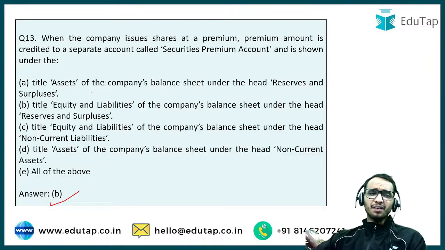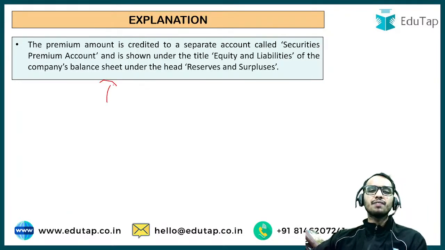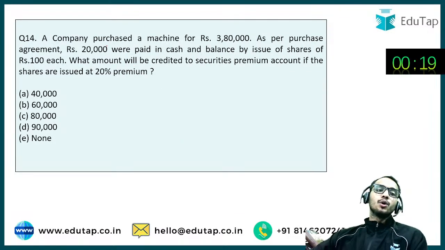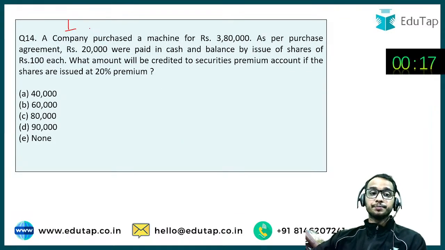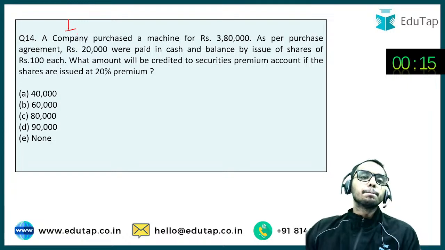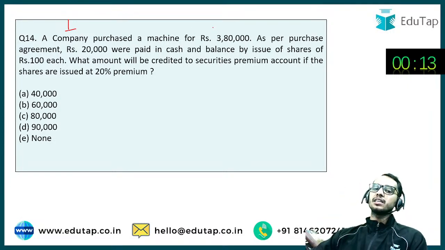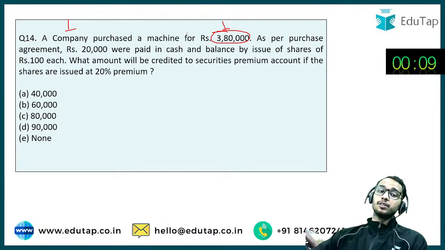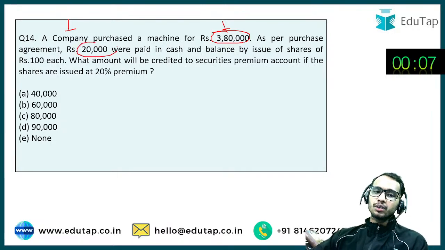Chalo. We are not looking at the solution because we are already discussing it while dealing with the question. Question number 14, a numerical based question. A company purchased a machinery for rupees 3,80,000. As per the purchase agreement, 20,000 were paid in cash. So the rest amount is 3,60,000.